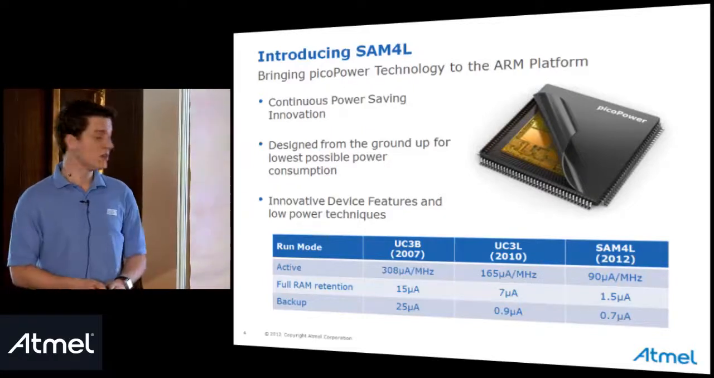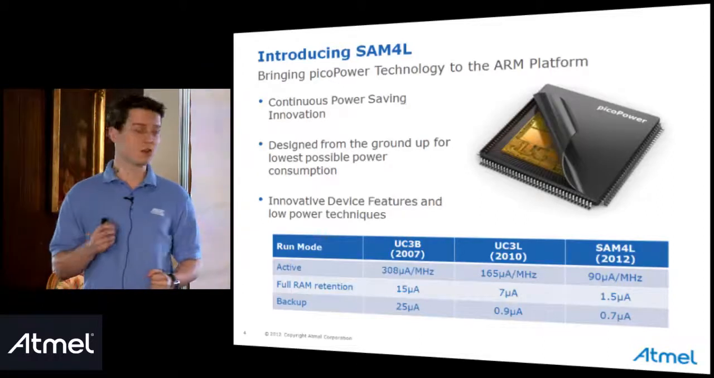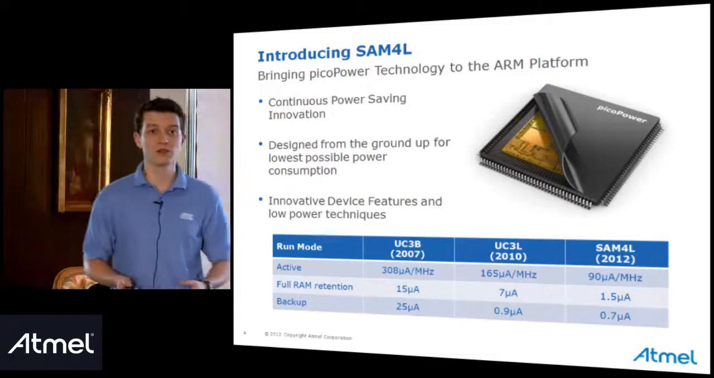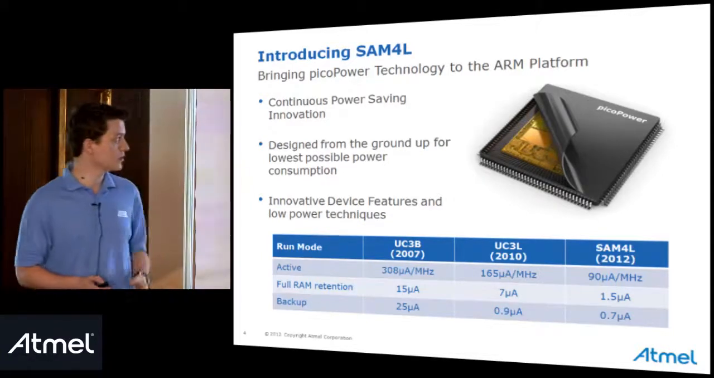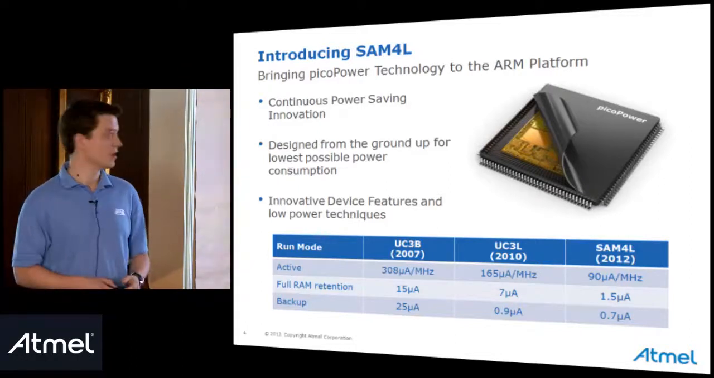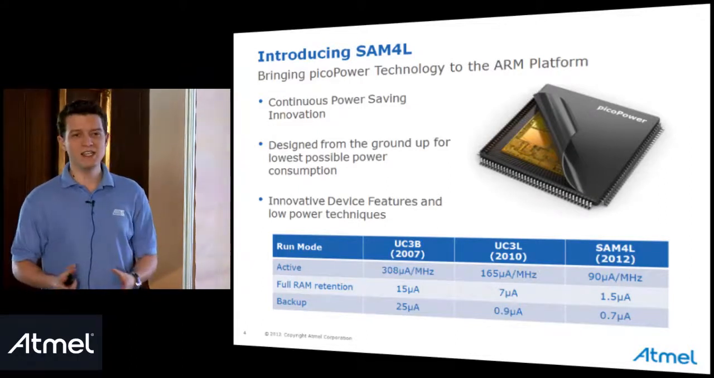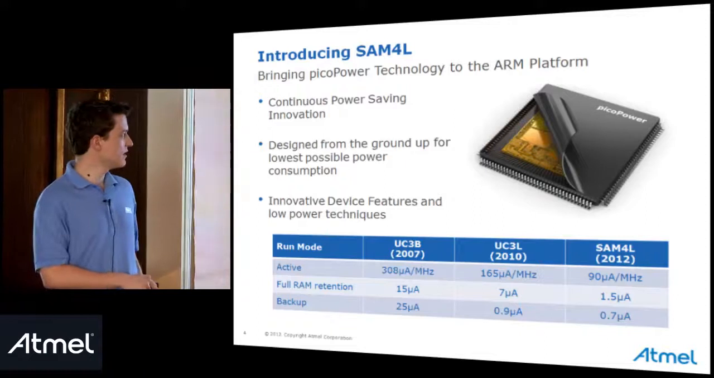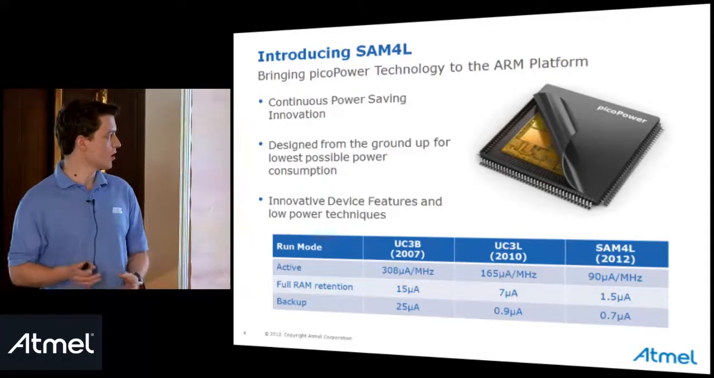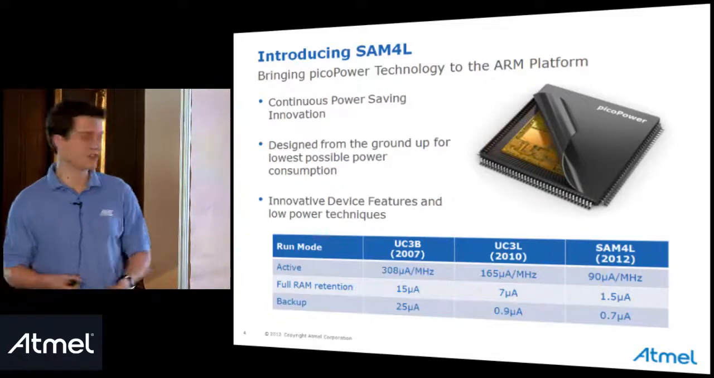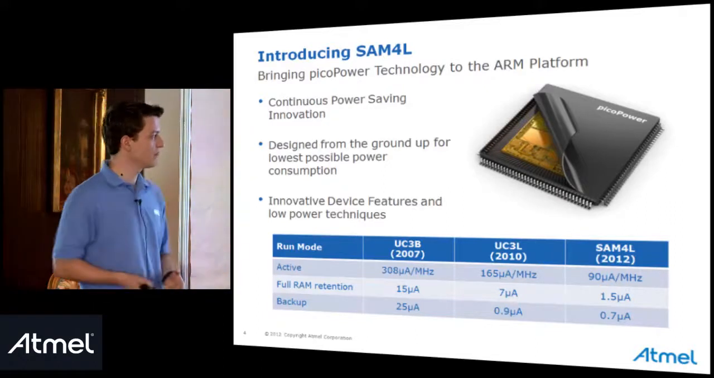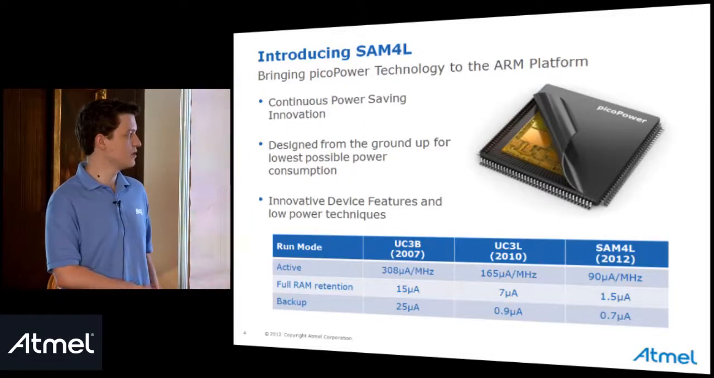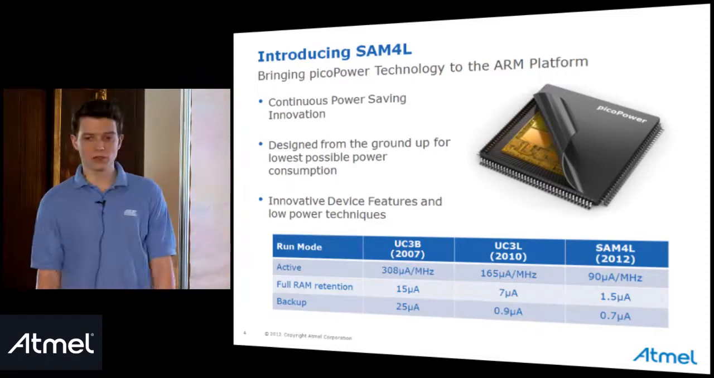SAM4L is the first microcontroller that brings picoPower technology to the ARM platform. So it's the first SAM product with picoPower technology. PicoPower technology is a continuous power saving innovation, mainly at design level. This means that when we design the chip, it is designed from the ground up for the lowest possible power consumption. So we add a lot of innovative device features and low power techniques. You can see this picoPower technology was introduced with the UC3B in 2007.